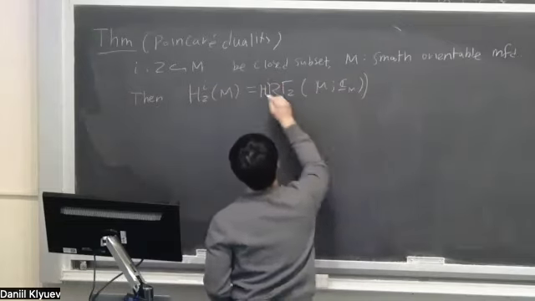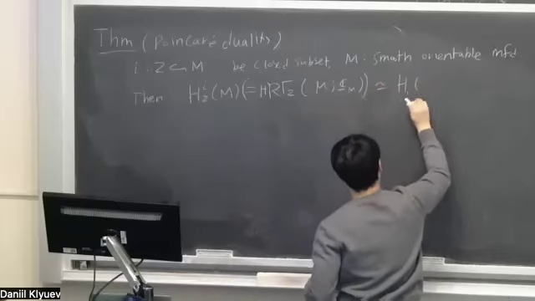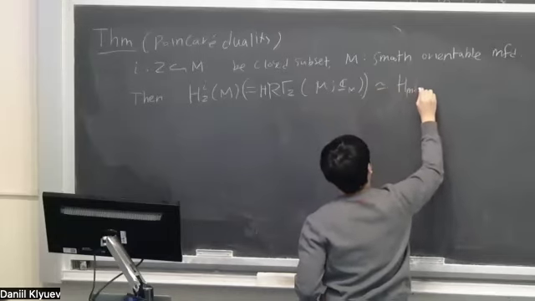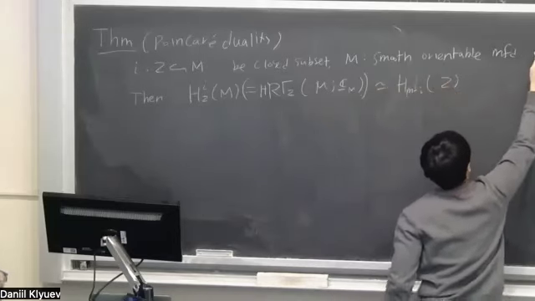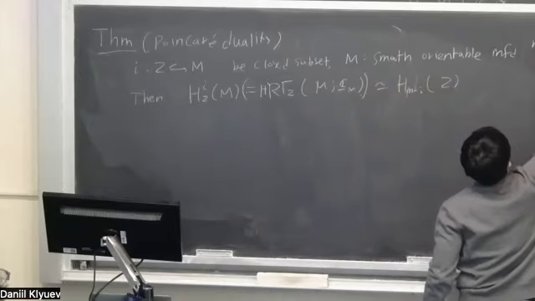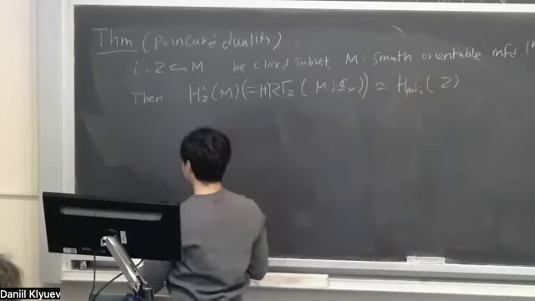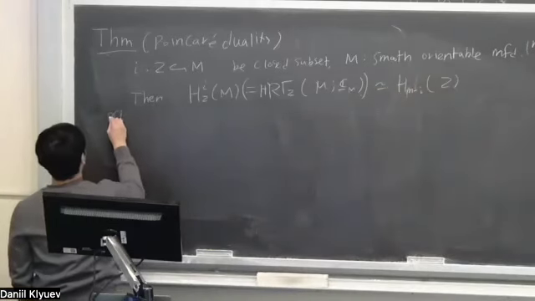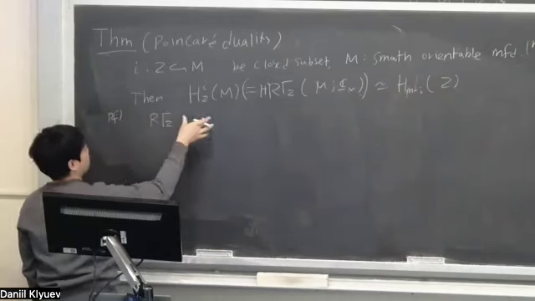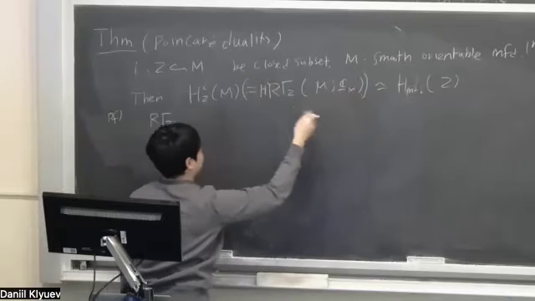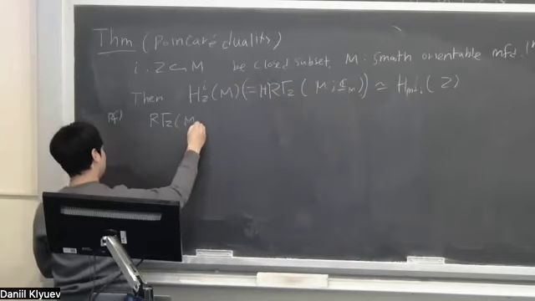Then this local cohomology group is isomorphic to H^BM_{m-i} of Z, where m is the dimension of M. Okay, let's prove this. So RΓ_Z, we'll just omit H^i and take H^i later. So we will prove this on RΓ_Z.